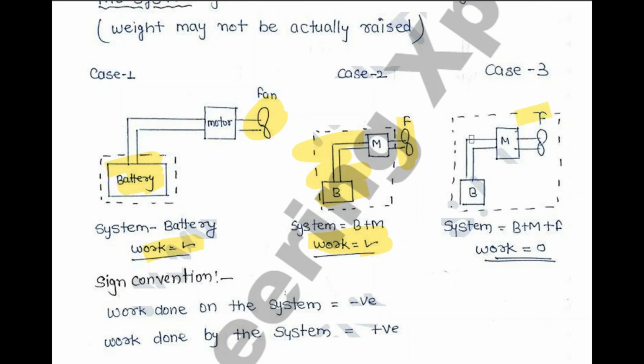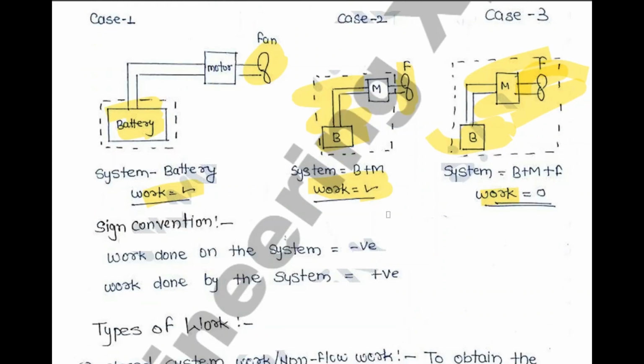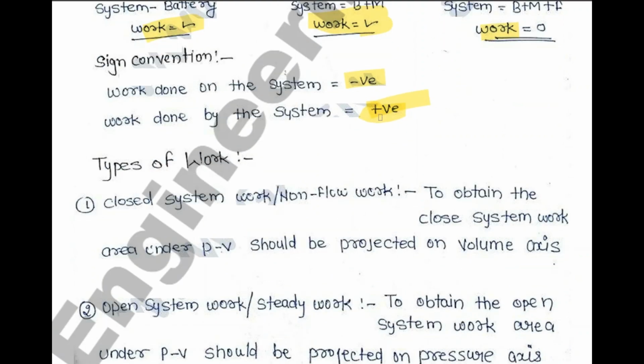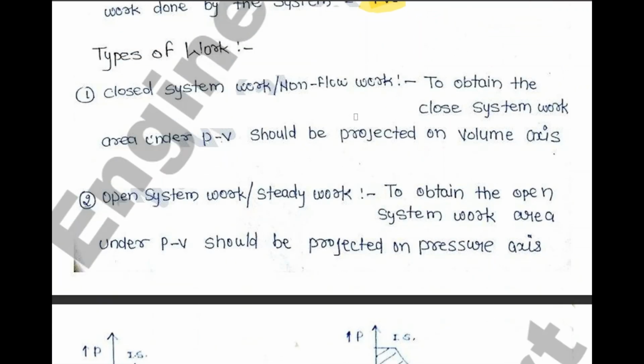But in this case, you can see the whole battery, motor, and fan are the system. So it will not affect the surroundings, because work is a boundary phenomenon and it is inside the boundary. So here there will be no work. And the sign convention is: work on the system is negative, while work by the system is positive. This is quite important to remember while doing numericals, because it leads to silly mistakes.